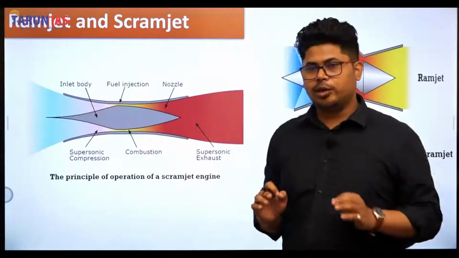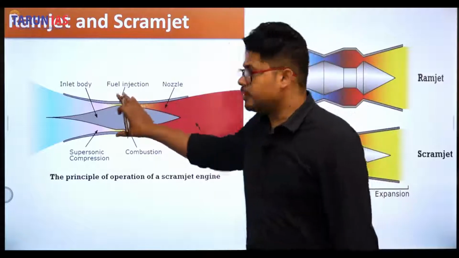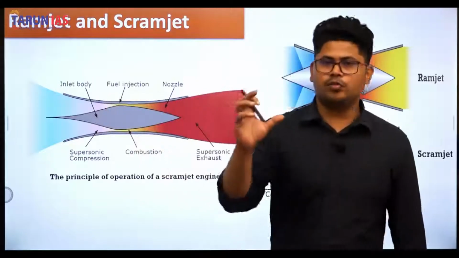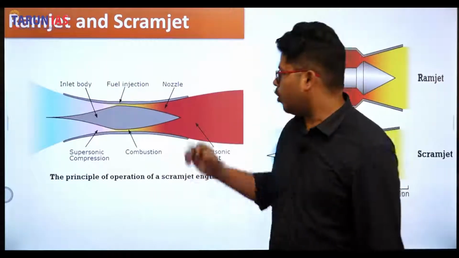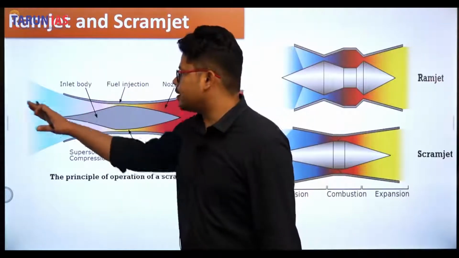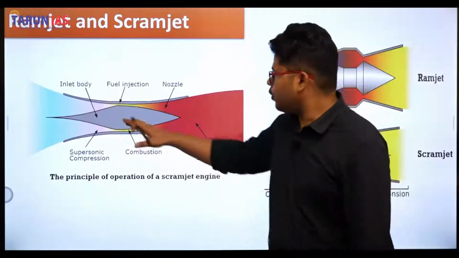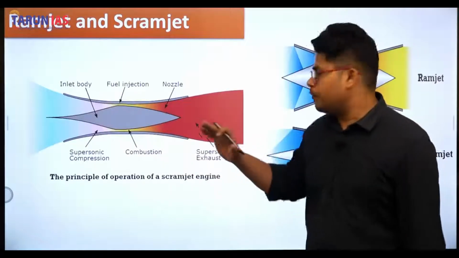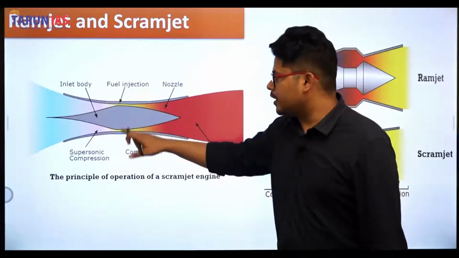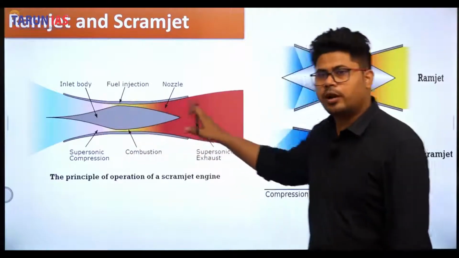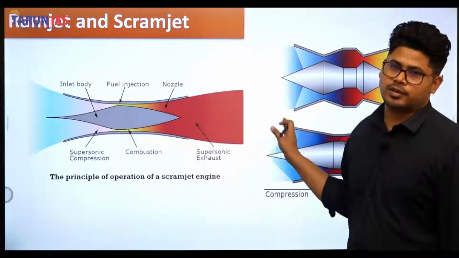So what we need to do is mount this engine on some already moving body. If a body is already moving, a lot of air will rush in at a higher speed. If we compress that air, very basic, and produce ignition in this chamber, the outgoing air will be at a higher velocity.